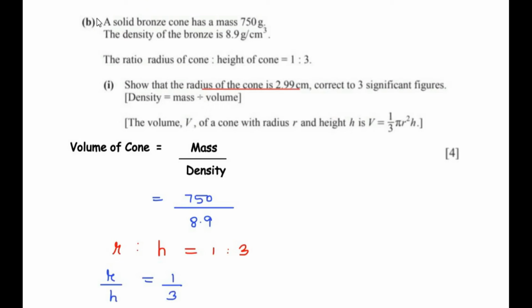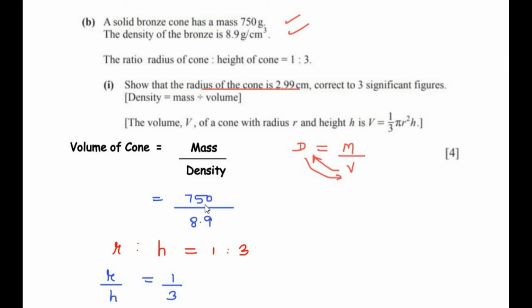Now here we are going to start by making use of the first piece of information, that is mass and density of the cone. The formula is given as density is equal to mass over volume. And since we need to find the volume, we are going to exchange the places of density and volume. So we get the formula as volume of cone is equal to mass over density. Now the mass is given as 750 and the density as 8.9. So we have written it over here. Now we will keep it as it is.